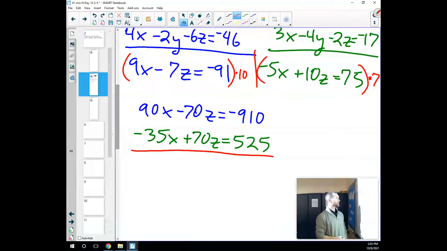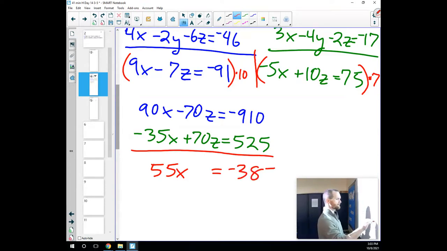Let's see, 90 minus 35, that's going to be 55x. Let me double check myself. Yep, 55x. Z's cancel out, which is good. And here we get equals, that's going to be 375? I don't know. I'm just doing the calculator. Negative 910 plus 525, negative 385. I was close. I was in the ballpark.